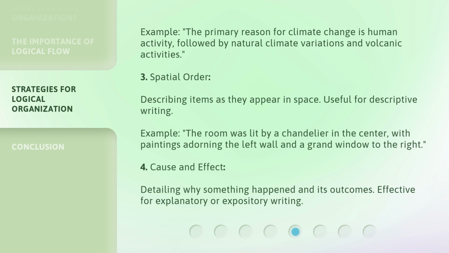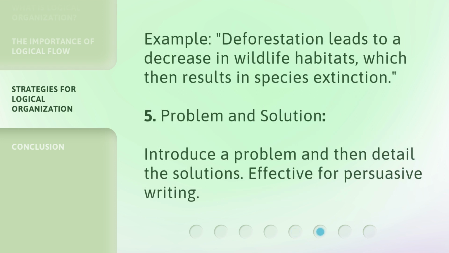4. Cause and effect. Detailing why something happened and its outcomes. Effective for explanatory or expository writing. Example: deforestation leads to a decrease in wildlife habitats, which then results in species extinction.